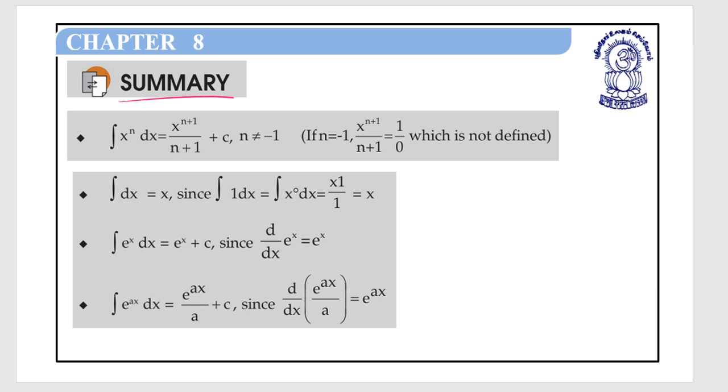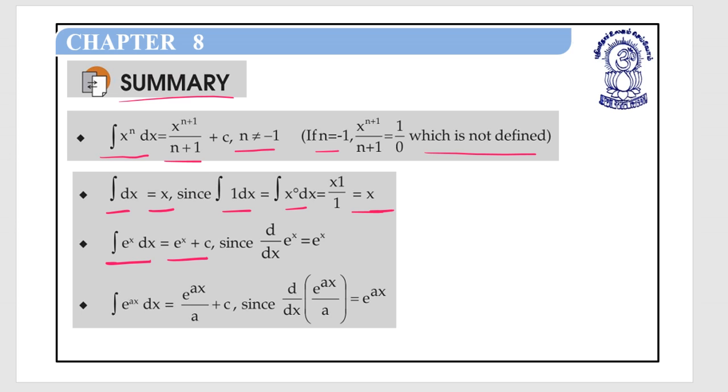Now summary. Integration of x raised to n dx is x raised to n plus 1 upon n plus 1 plus c, n not equal to minus 1. If n is equal to minus 1, it becomes 1 upon 0, which is not defined. Integration of dx is equal to x. So 1 dx, x raised to 0 dx is equal to x raised to 0 plus 1 upon 1. So it becomes x. Integration of e raised to x dx is e raised to x plus c.